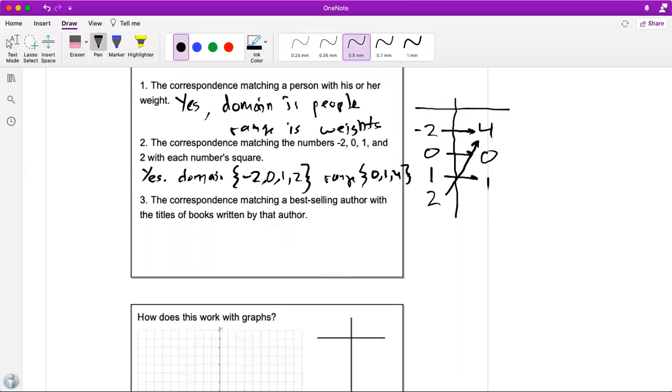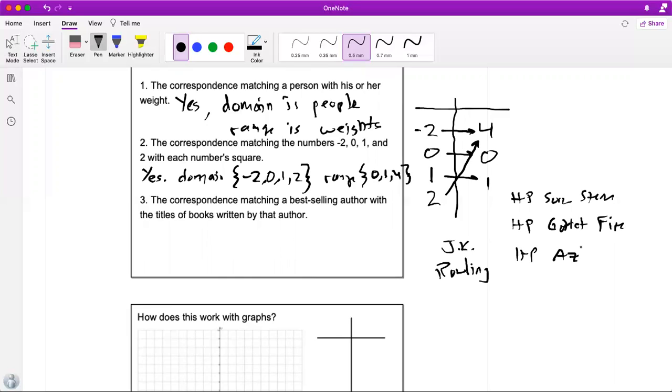So, matching a best-selling author with the titles of books written by that author. I don't know if y'all think an example would be helpful here. It might be. How about J.K. Rowling? She's a best-selling author, right? Some of the books that she's written are Harry Potter and the Sorcerer's Stone, Harry Potter and the Goblet of Fire, Harry Potter and the Prisoner of Azkaban, and so on and so forth.